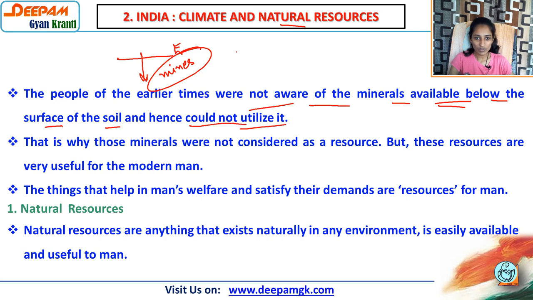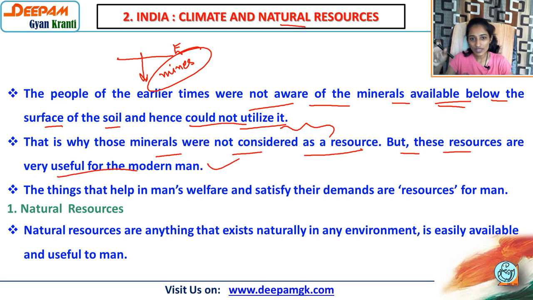But nowadays it is possible because we have lots of technologies, and we are aware of these things. Right now we have machines, and with the help of those machines we come to know that in a particular place we have these kinds of mines. That is why those minerals were not considered a resource earlier. But these resources are very useful for the modern man. The same resources. Why? Because we have technologies and we know how to use them, so they became useful for the modern man.